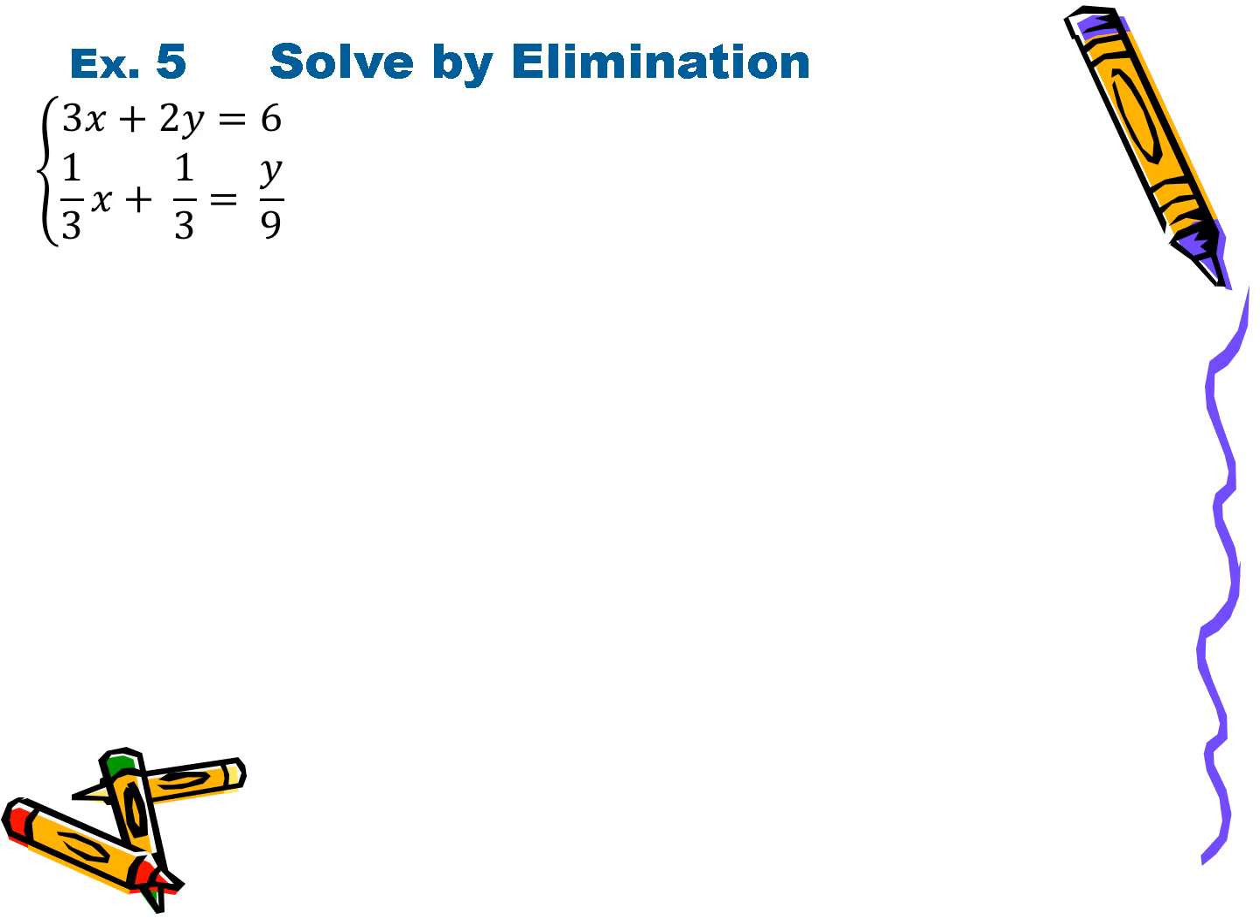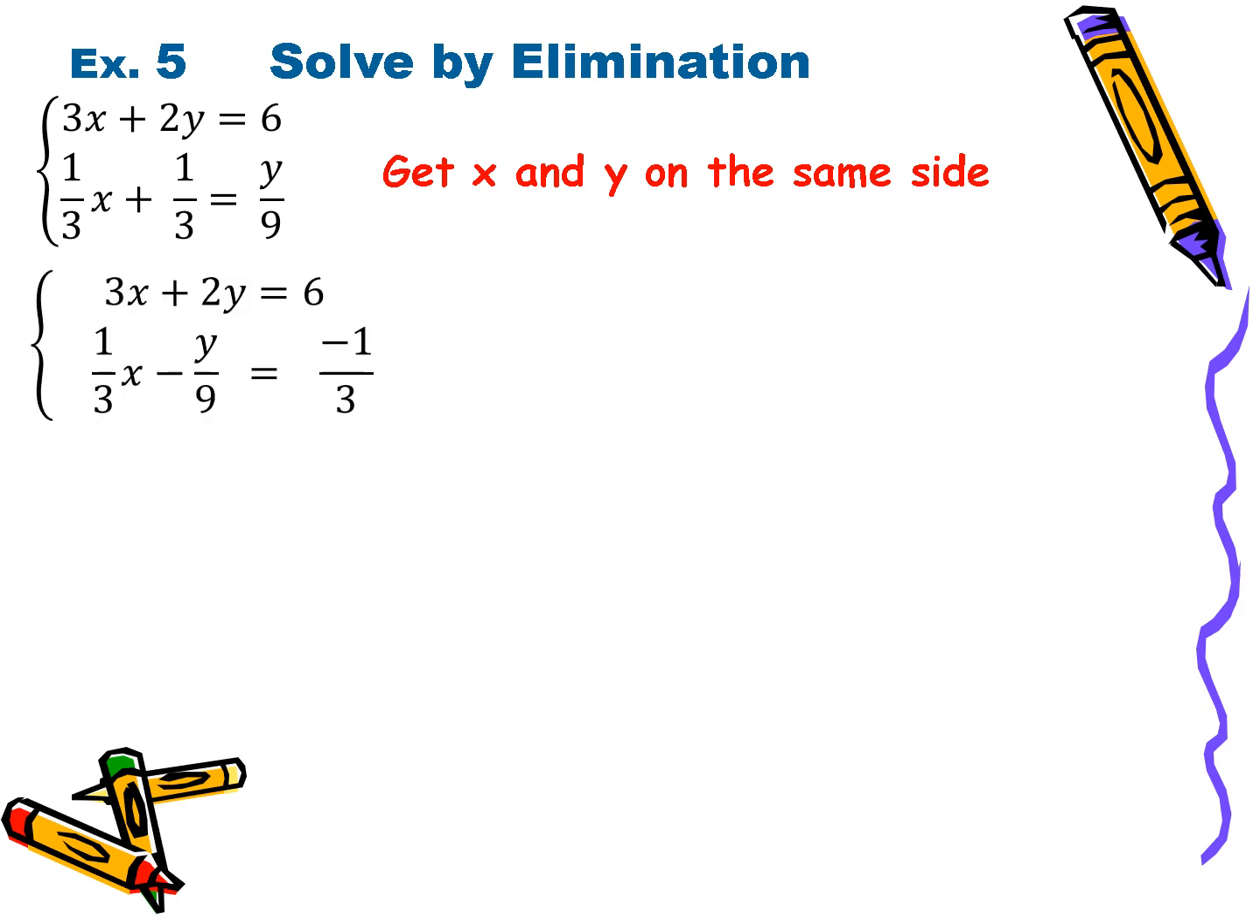So let's look at this example. We have 3x plus 2y equals 6, and then we have 1/3 x plus 1/3 equals y over 9. Now, in the first equation, it's got x and y on the same side, but in the second equation, it doesn't. So my first step is to get x and y on the same side. I'm going to subtract y over 9 from both sides, and I'm also going to subtract 1/3 from both sides so that it resembles this equation. You'll see that I now have 1/3 x minus y over 9 equals negative 1/3.